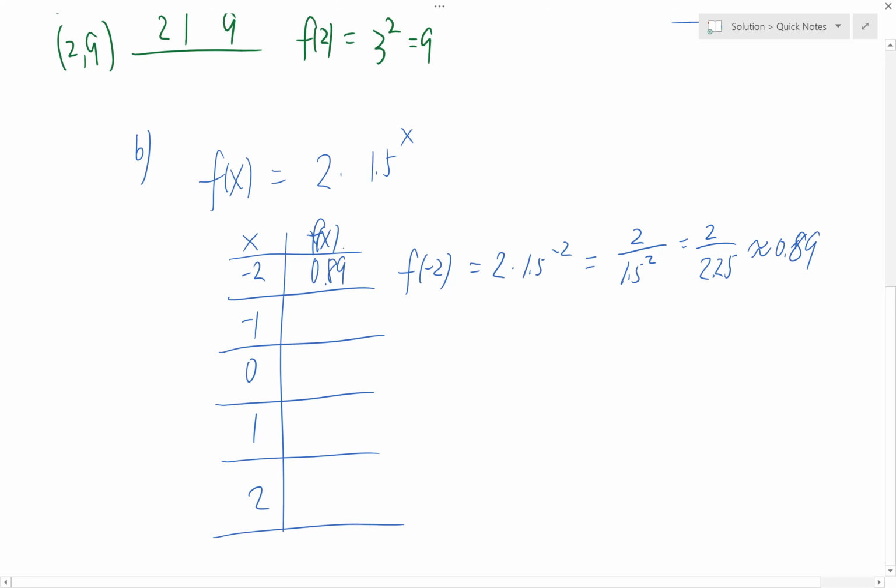First order pair. Second one, f of -1. So it's 2 times 1.5 raised to negative first power. So it's 2 over 1.5 to the first, 2 over 1.5. That's 1.33. Let's double check. Yeah, 1.33 approximately.